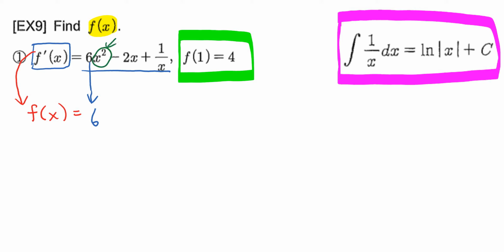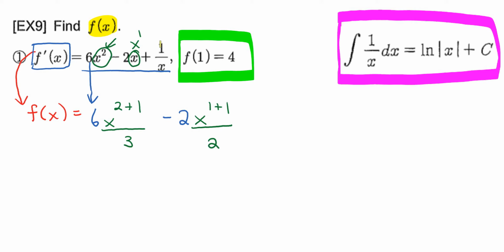The power is 2, so I need to add 1 to that power. So that's x to the power of 2 plus 1. And then I divide by the new power, which is going to be 3, minus x squared. Then we have a single x here, so that's really x to the power 1. So I take that power 1 and add 1, and then I divide by the new power, which is going to be 2.